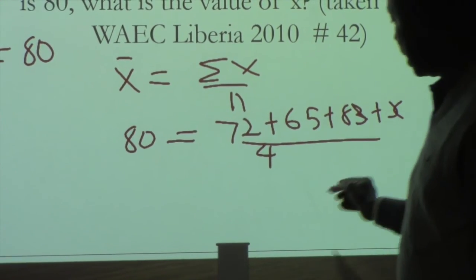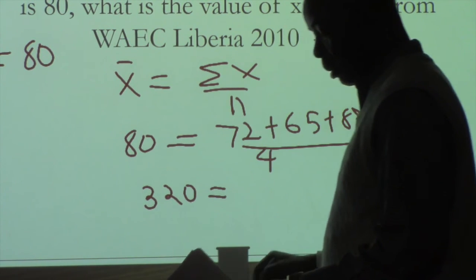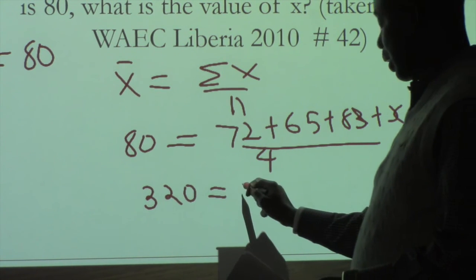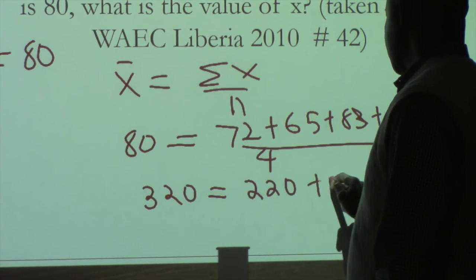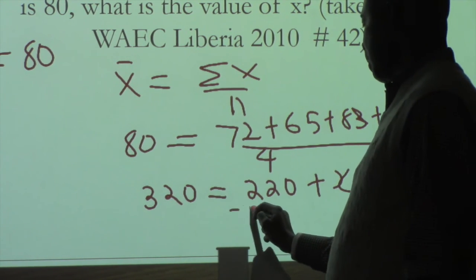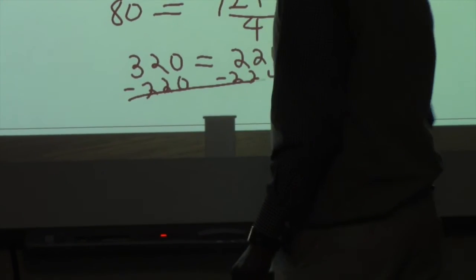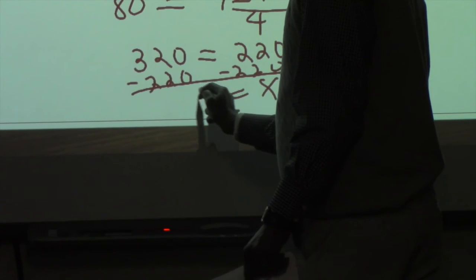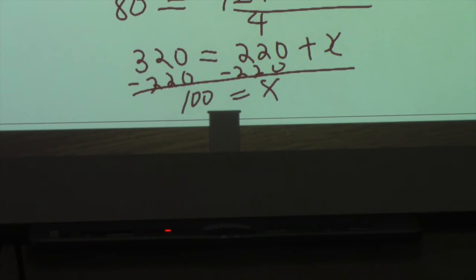So we combine here, it's going to be 320. If we add these numbers up, we're going to have 220 plus x. Subtract 220 from both sides. X will be equal to what? 100. So that's our answer. X is equal to what? 100. Well, this is how we'll do these problems again. Just a repetition, the circling of the concept.